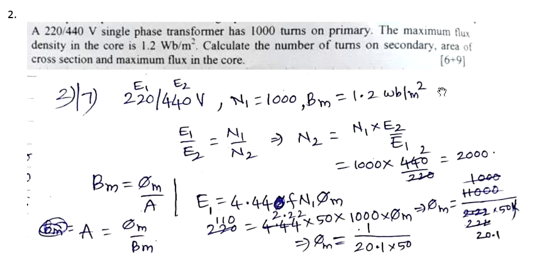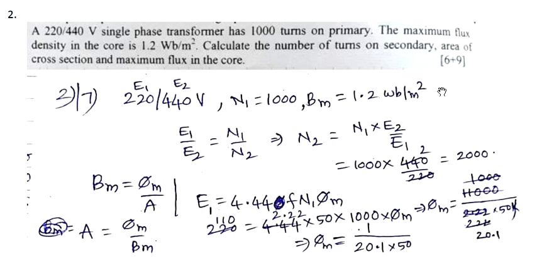Now in this lecture we will be discussing the numerical problems based on the EMF equation in transformers, right? Okay, now first we will see the question. It is given that a 220 volt by 440 volt single phase transformer has 1000 turns on primary side and the maximum flux density in the core is 1.2 webers per meter square. Then we have to calculate the number of turns on secondary, area of cross section, as well as maximum flux in the core.